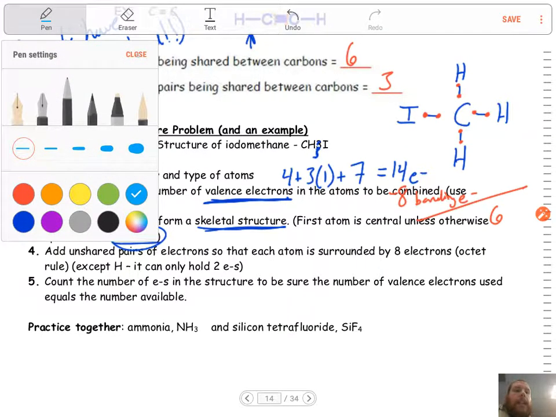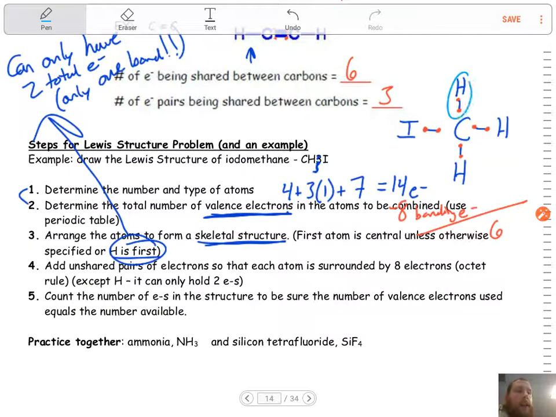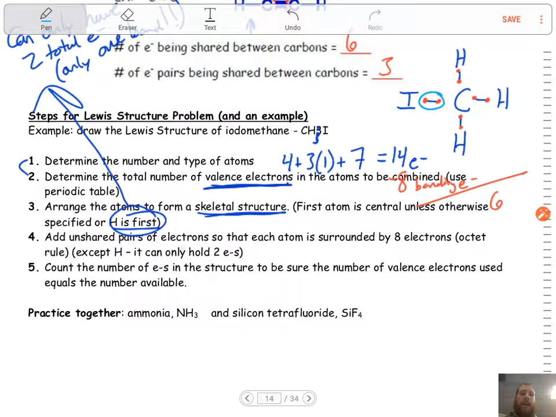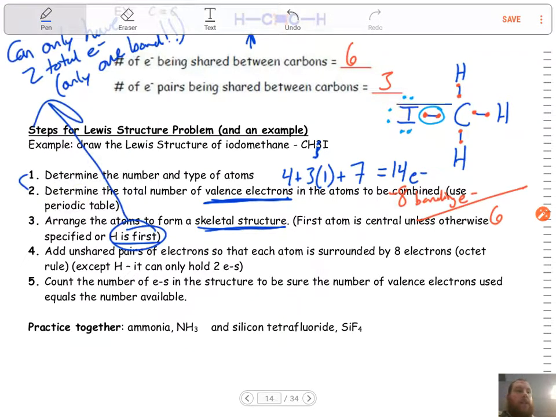If I take a look at each element so far in my structure, that hydrogen's happy because it's got 2 electrons near it, and this one, and this one. So all my hydrogens are satisfied because they have 2, which is the most that they can hold. Now carbon has 2, 4, 6, and 8. So carbon's happy. Iodine, though, only has these 2. Look at step 4. We're going to add unshared pairs of electrons so that each atom is surrounded by 8. Well, I've got 6. How many more does iodine need? Oh, look. That's going to work out perfectly in this case. Now iodine has those 8 all around it. We've got the 2 that I've already circled, 4, 6, and 8.